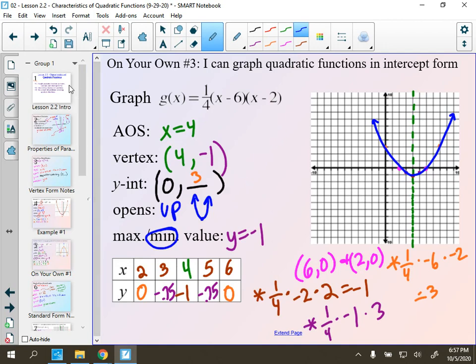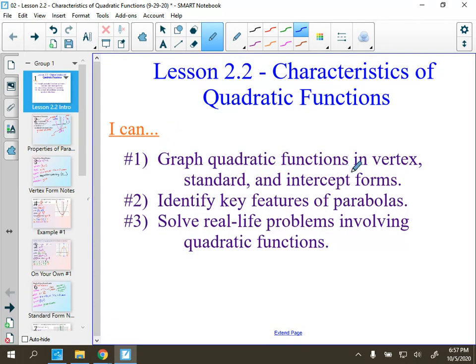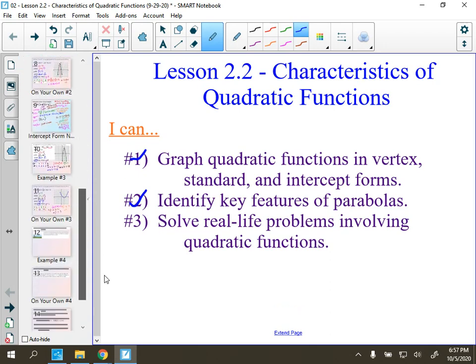All right. So the last thing we've got to do: we can graph quadratic functions in vertex, standard, and intercept forms, and identify key features. That's all just part of the graphing process. Check. The last thing we've got to do is solve real world problems.